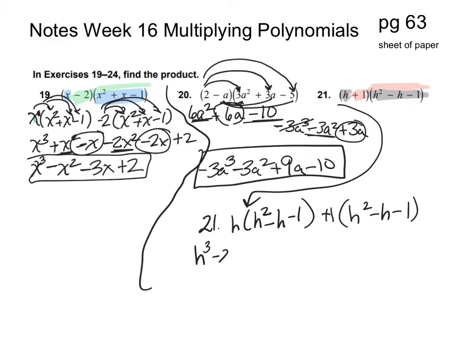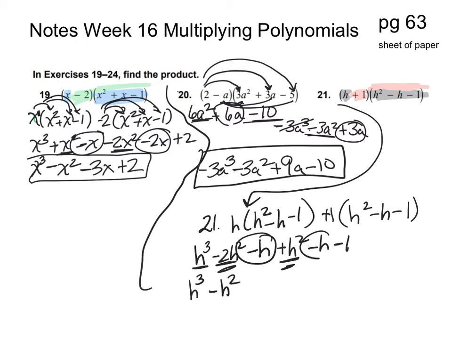H times negative h is negative h squared. H times negative 1 is negative h. Positive 1 times h squared is positive h squared. Positive 1 times negative h is negative h. Positive 1 times negative 1 is negative 1. Combine like terms. Nothing to go with your h cubed. Nothing to go with negative h squared. I'm so sorry, yes. Negative h squared plus h squared is going to be negative 1h squared. A negative h and a negative h, when I put them together, negative 1h plus negative 1h is negative 2h, and then minus 1.